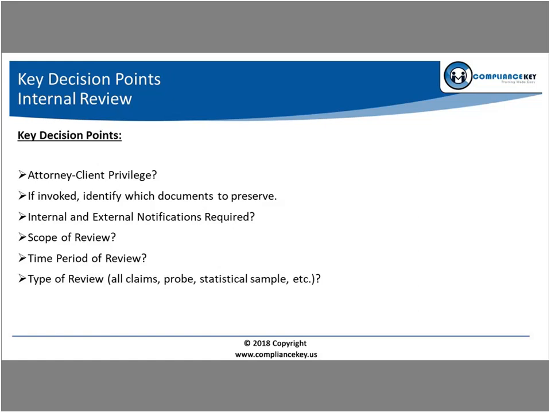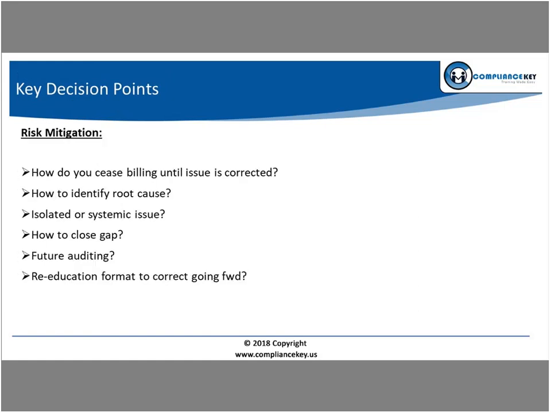So just keep that in mind. And it protects the communications, but just know that that can be lost if the information is then forwarded on to somebody else. So that's why you want to make sure that you are operating at the guidance of your legal counsel to help preserve that particular protection. So aside from the attorney-client privilege, obviously scope of the review is something you need to figure out, as well as the time period that's involved. What type of review are you going to do? Is it all claims? Are you going to do a probe review, a statistical sample, that type of thing? These are just, again, some key decision points to keep in your mind as you're working through investigating and resolving one of these particular types of issues.